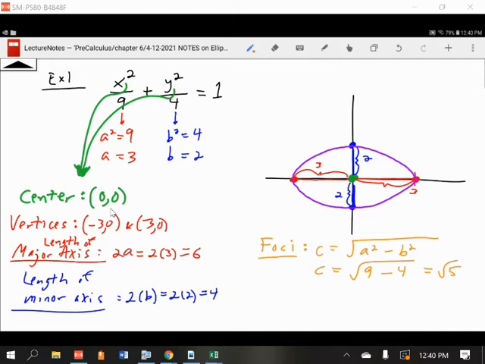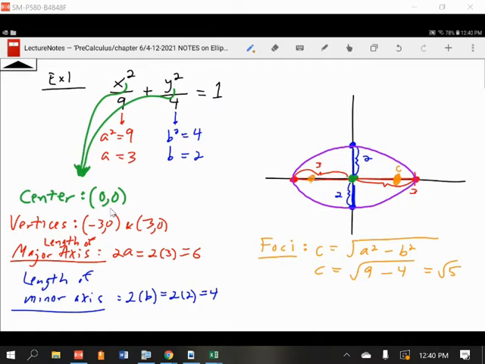So where are my foci? My foci are c units. So the square root of 5, in case you forgot, is like 2 point something. What is it? I got a calculator right here. 2.2. So 2.2 is right about there. This is my c.